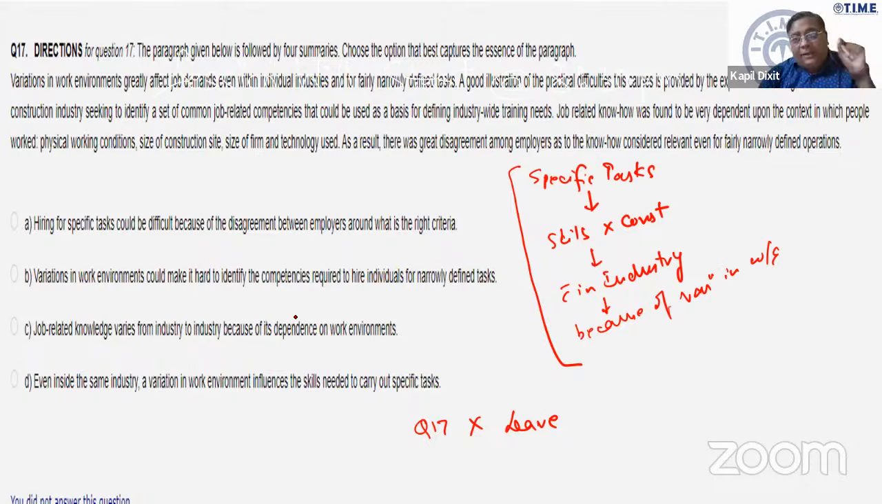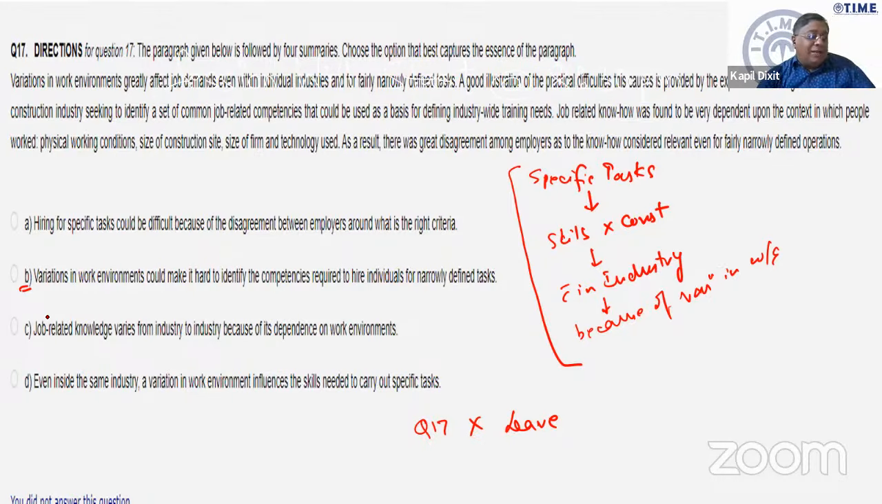How many of you have attempted this question and marked B as your answer? You can type down in the chat box. I can see the chat box. How many of you have attempted and marked B as an answer? Okay. Anyone who has attempted this question and marked B, you can type down in the chat box.